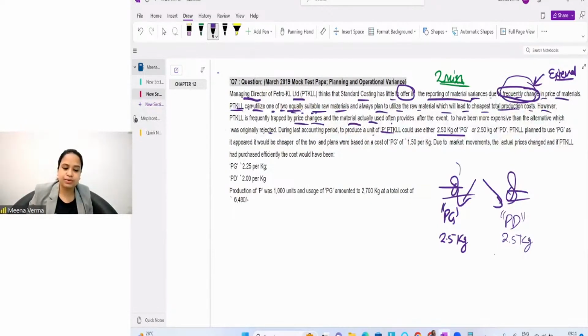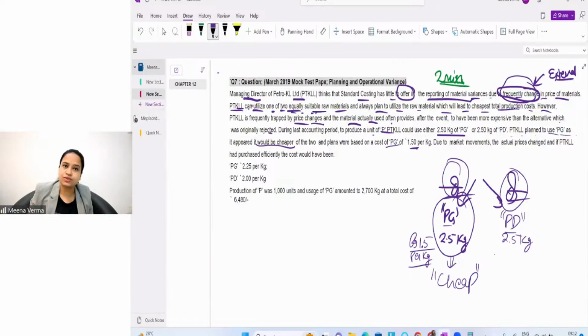I told you that the company has two options. They can buy either of the two materials, PG or PD. Now, PTKLL plans to use PG as it appears to be cheaper. It looks cheaper, so they want to use this material because, according to them, it is a cheap material. They are planning to use it. The plans were based on the cost of PG of rupees 1.5 per kg.